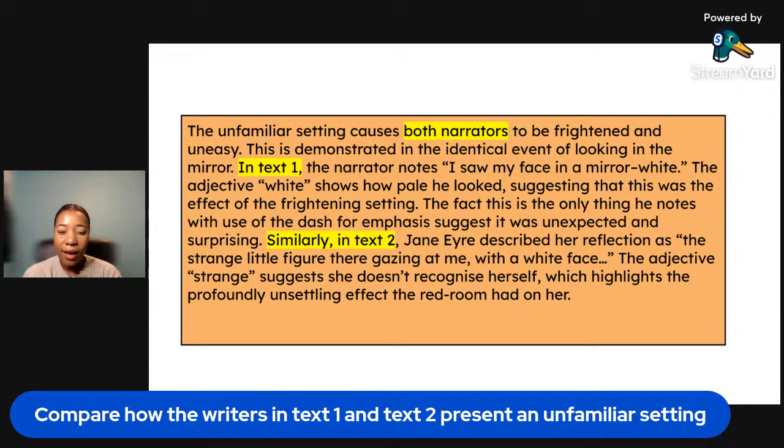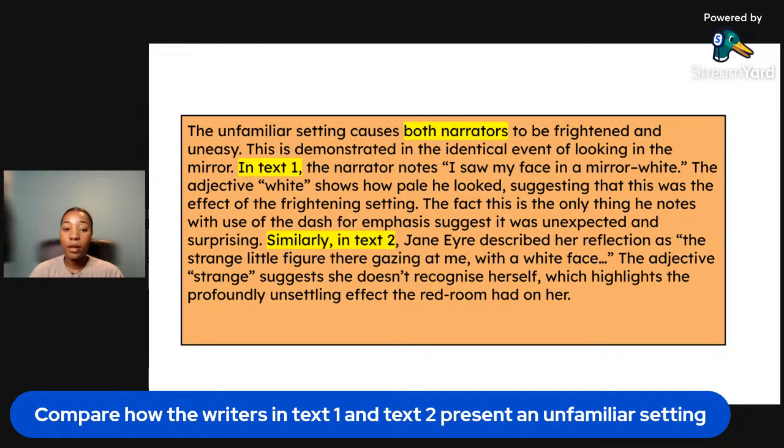Okay, so again, I've highlighted the points of comparison within the paragraph, and similar to when we were looking at a difference, I analyzed language in both extracts. So that's that example, and there's nothing more to say about this paragraph. If you've got any questions, you can add them to the chat. But that's what a similarity paragraph might look like.